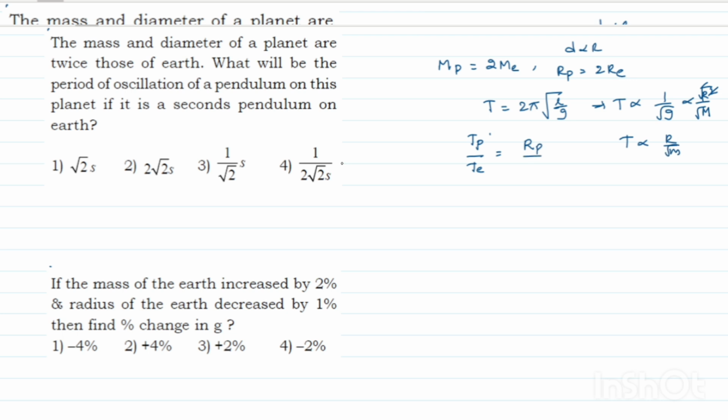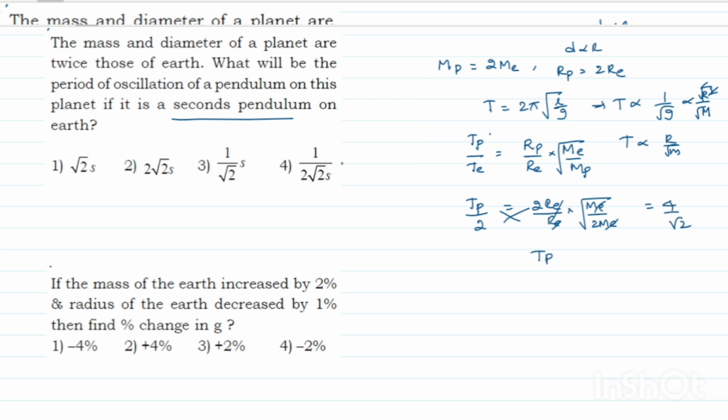So T_planet by T_earth equals the radius on the planet by the radius on the Earth, into the square root of the mass on the Earth by the mass on the planet. For a seconds pendulum, the time period on Earth will be 2 seconds. The radius of the planet is 2 times R_E, and the mass of the planet is 2 times M_E. M_E gets cancelled, R_E gets cancelled. When cross multiplying, 2 twos are 4, so we get 4 by root 2, which means the time period on the planet will be 2 root 2 seconds.